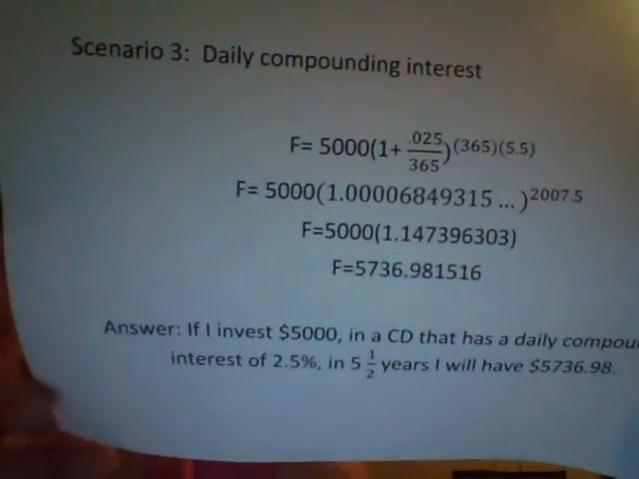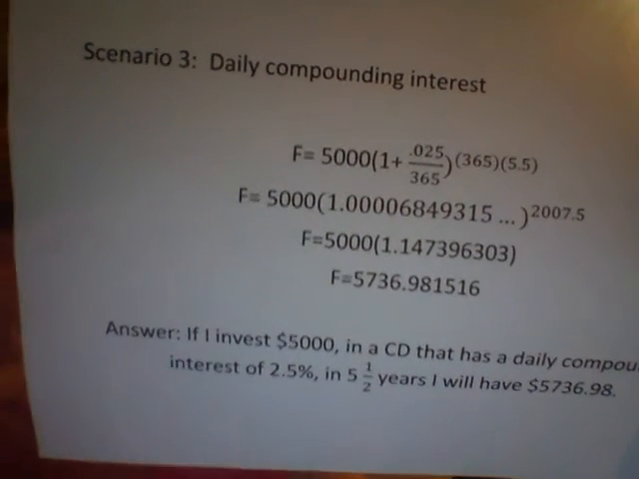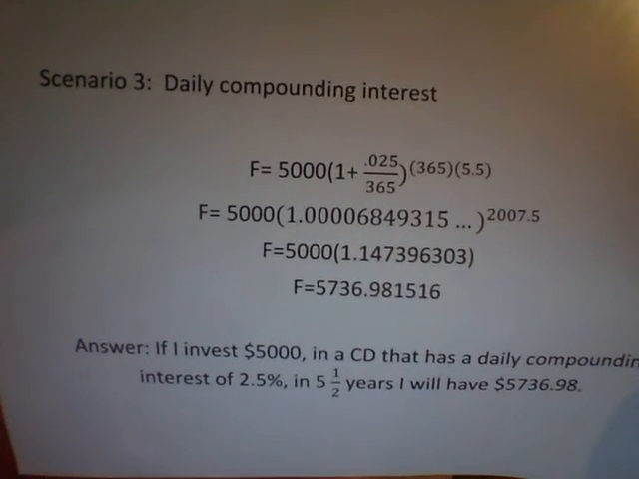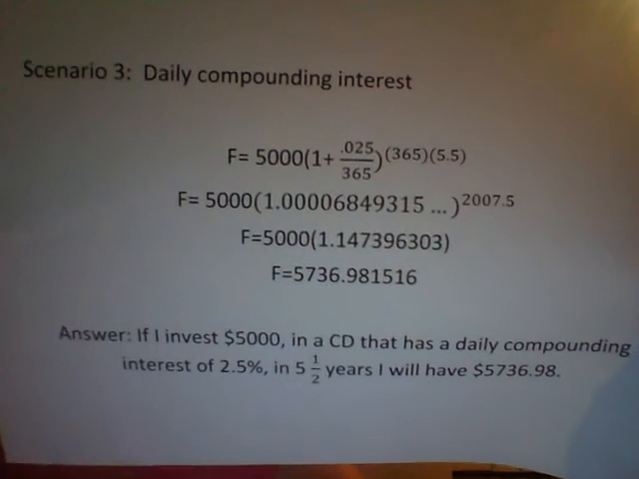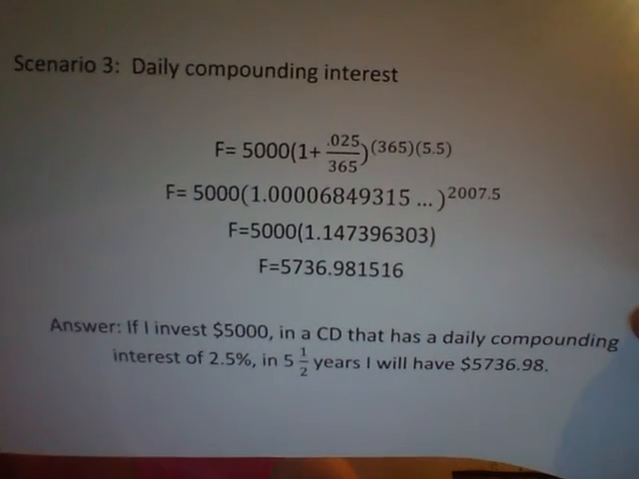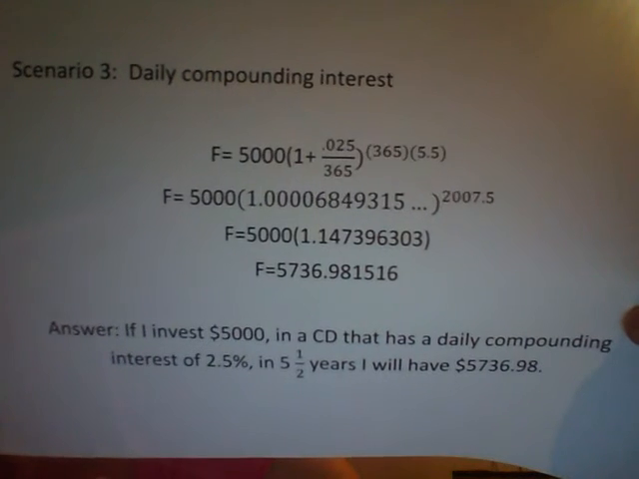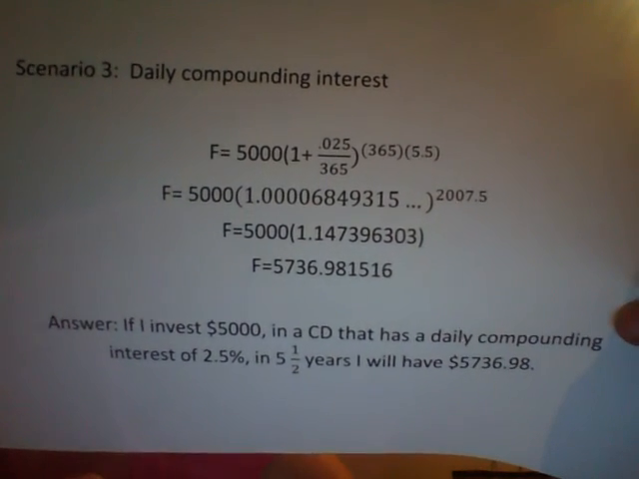In scenario 3, the daily compounding interest, there again, the 0.025 is divided by 365, which is the number of days, and then my power is 365 days times 5.5 years. And my final answer is, if I invest $5,000 in a CD that has a daily compounding interest of 2.5%, in 5.5 years, I will have $5,736.98.